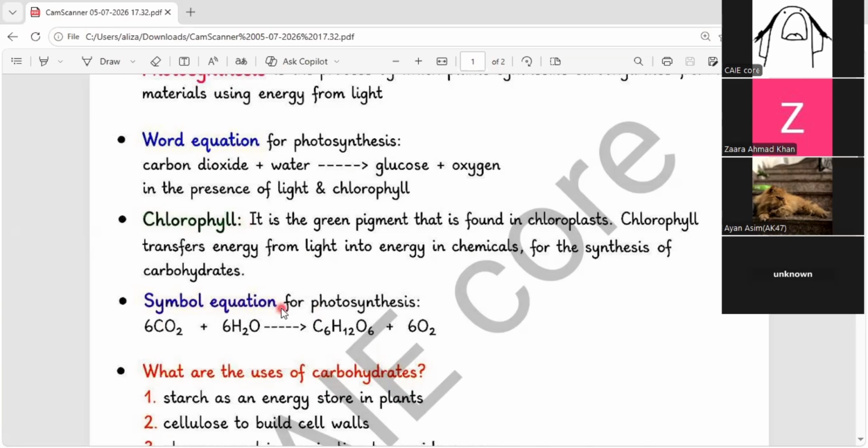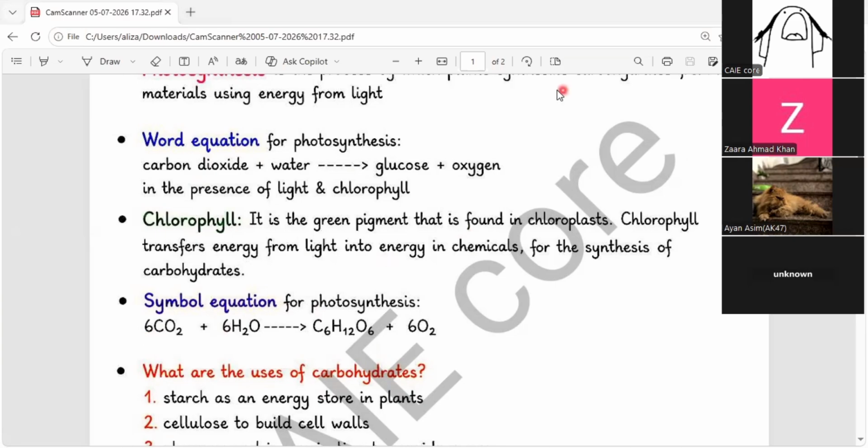Symbol equation is the same thing, but given in symbols. If you've studied chemistry, you will know the difference between a word and a symbol equation. A word equation is given in words, and a symbol equation uses the symbols of the elements of that compound, all right? And that's how you get it.